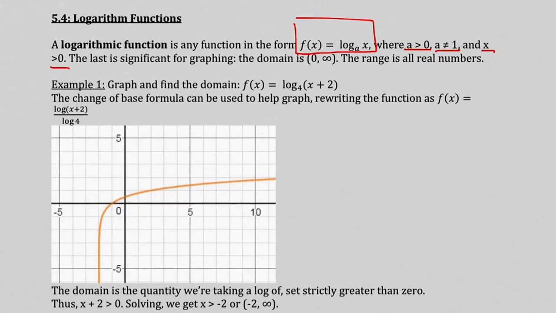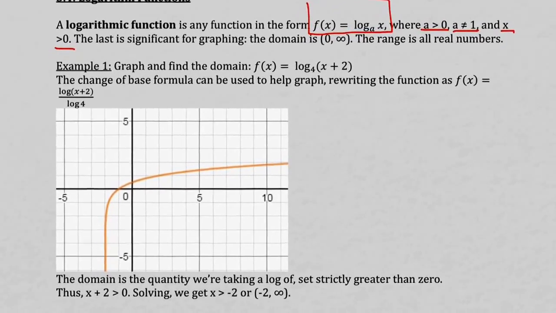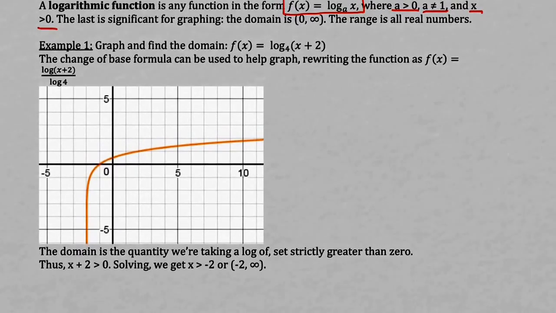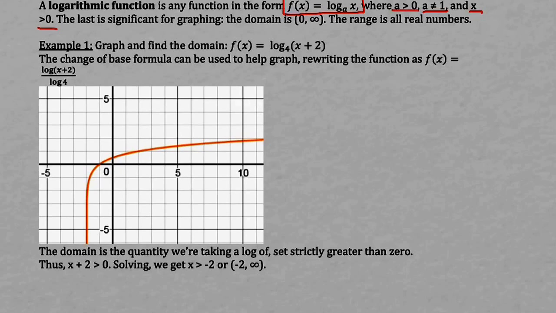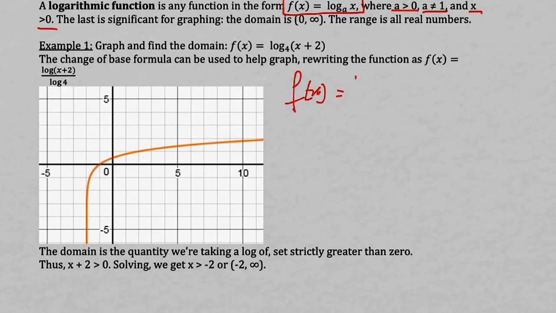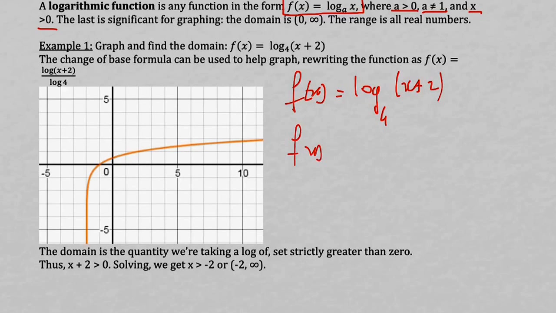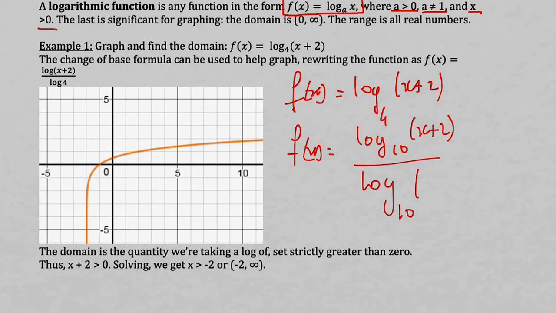Alright, so if I take a look at example number 1, I've got log base 4 of x plus 2. Usually we tend to change the base and we tend to be in base 10. So I'm going to use the change of base formula, and f of x, which was log base 4 of x plus 2, becomes f of x equals log base 10 of x plus 2 divided by log base 10 of 4.